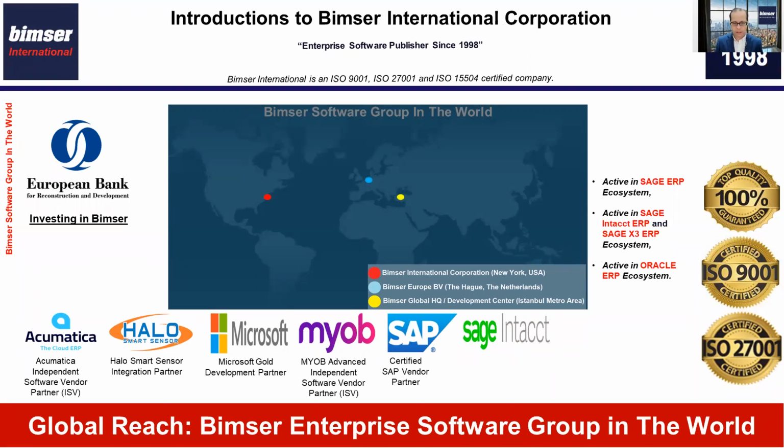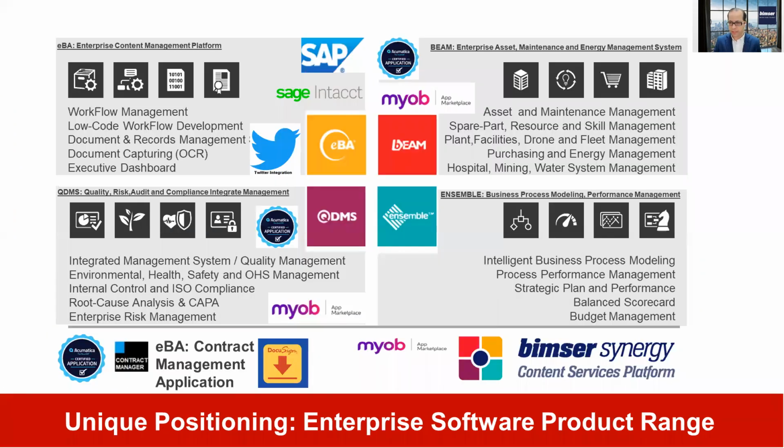We are a group of companies actually. We are based in New York, and our global headquarters is in the Istanbul metro area. We also have a company in the Netherlands, in Europe, called Bimser Europe. In total, we are about 300 people. We are backed by a European bank as one of our investors. And we are an Acumatica ISV in different continents: in Asia, North America, South America, Africa, as well as Australia. So we are very close to Acumatica, and we have a good relationship with the company, which we are very happy about.